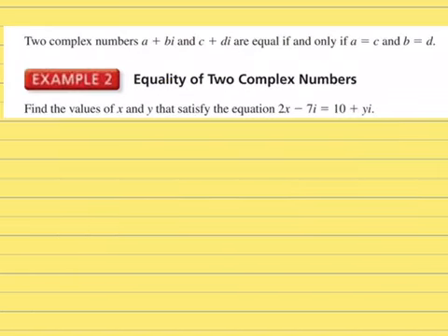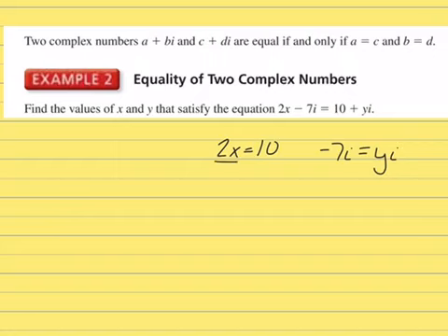In example 2, they want you guys to be able to solve for some variables. If you'll notice up above, basically what we're going to do is we're going to set the real parts equal to the real parts and the imaginary parts equal to the imaginary parts. So when I go to do this one, I'm going to set 2x equal to the other real part, 10, to be able to solve for my x variable, and then I'm going to set negative 7i equal to y times i for my imaginary part.